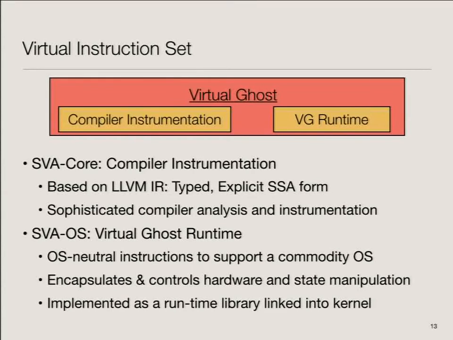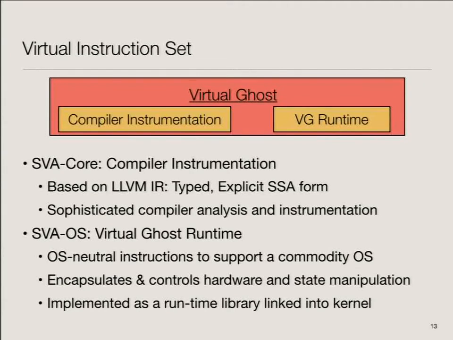Now let's look at the virtual instruction set in a little bit more detail. It's comprised of two components. The first component is SVA core. SVA core is taken from the LLVM intermediate representation, so it's the language that the LLVM compiler uses to analyze and optimize code. It has source level types, it has explicit static single assignment form. These are things that allow us to do sophisticated compiler analysis and instrumentation on the operating system kernel code.